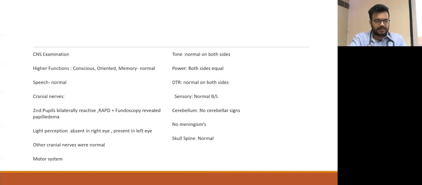Coming to the CNS examination, higher mental functions were normal, speech normal. On cranial nerve examination, on the second cranial nerve, bilateral pupils were reactive, with a relative afferent pupillary defect found in the right eye, and the fundoscopy revealed papilledema, and convergence reflex was normal. In the other cranial nerves, light perception was absent in the right eye, and finger counting was present in the left eye. Pupils are bilaterally reactive, with RAPD.